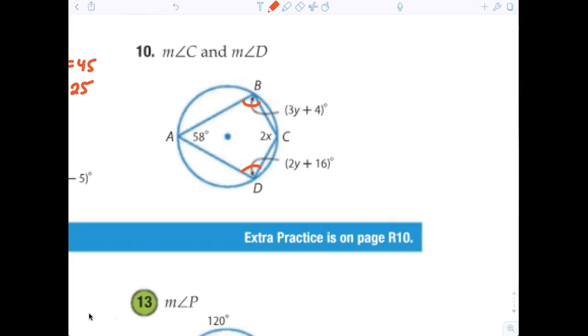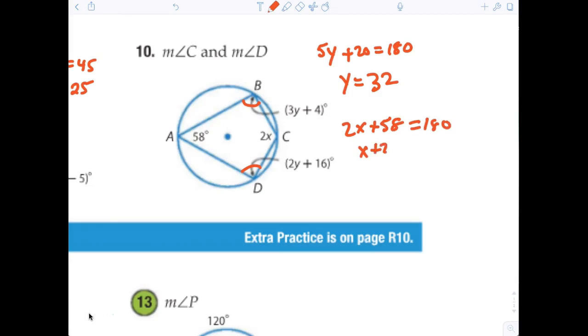So in this case, we're just going to say what? 5y plus 20 equals 180. And so you should be able to say that y is equal to 32. And then using the x, we could say 2x plus 58 is equal to 180. So x plus 29 equals 90. So x is equal to what? 51. Any questions with that?